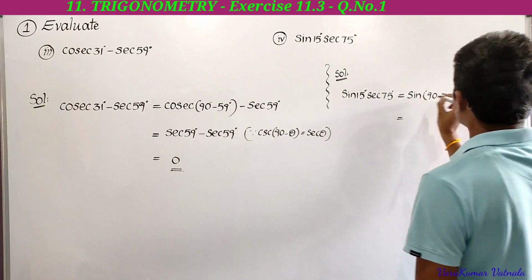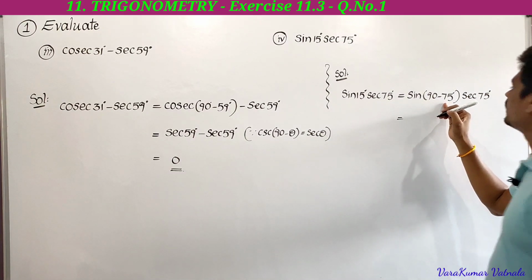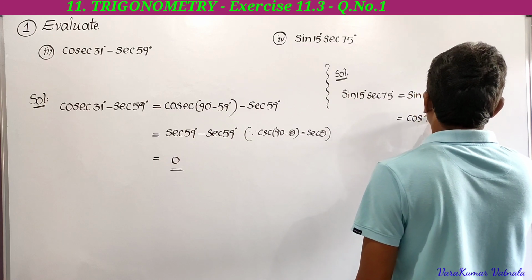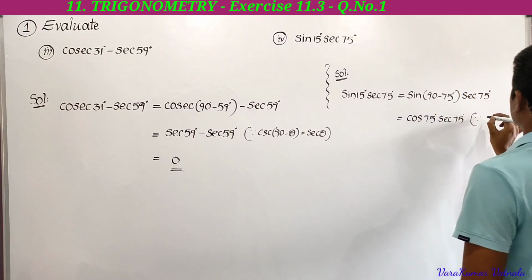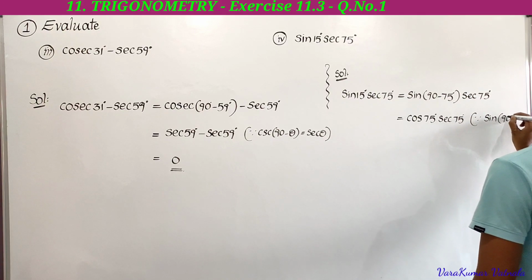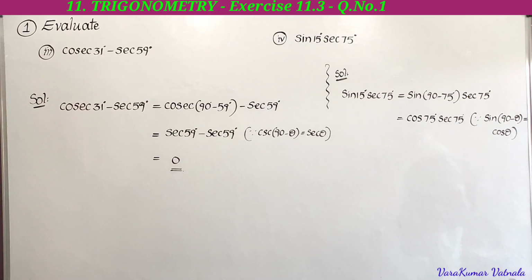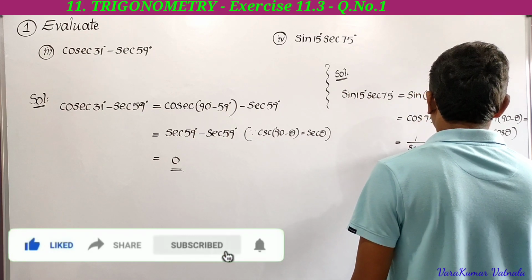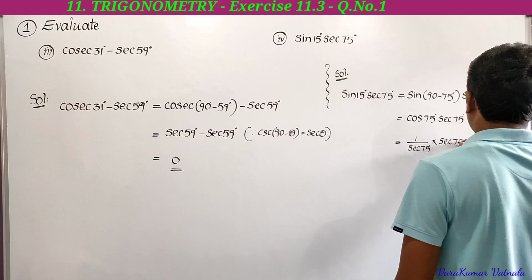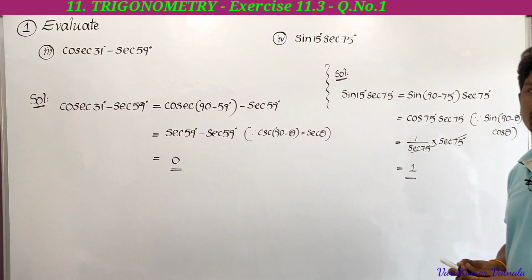So now it is in the form sin 90 minus theta. Sin 90 minus theta equal to cos theta. Here the theta value is 75. So we can write cos 75 into secant 75 as usual. Since we have sin 90 minus theta equal to cos theta, using this formula we have written. So we have cos theta equal to 1 by sec theta. So cos 75 I am writing as 1 by secant 75, into secant 75. So these two get cancelled, we get 1. So this is the fourth bit in the first problem.